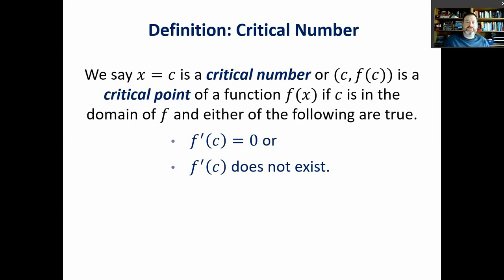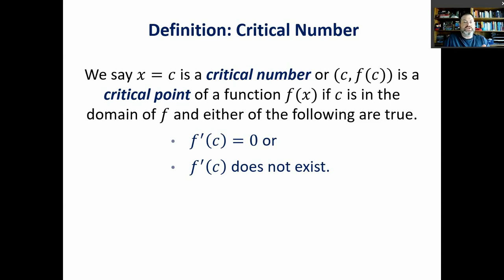Critical numbers are used absolutely all the time in calculus. Basically, a critical number or a critical point, we use them sort of interchangeably. So c has to be in the domain of f, and one of the following has to be true: f prime of c equals 0, or f prime of c does not exist. If a function is continuous, the only places it can change direction are when the derivative is 0 or the derivative does not exist, if the point is in the domain.